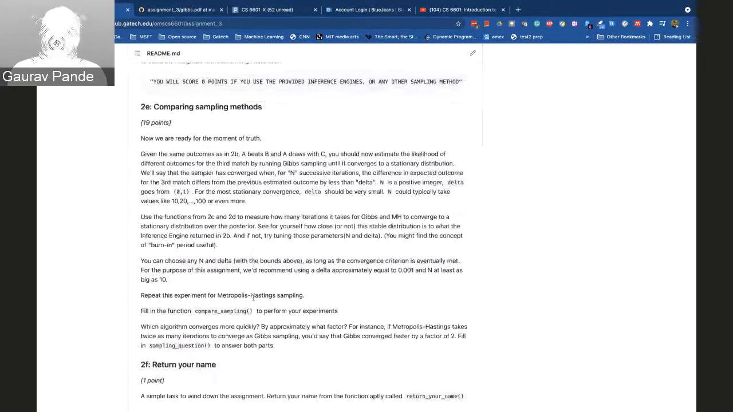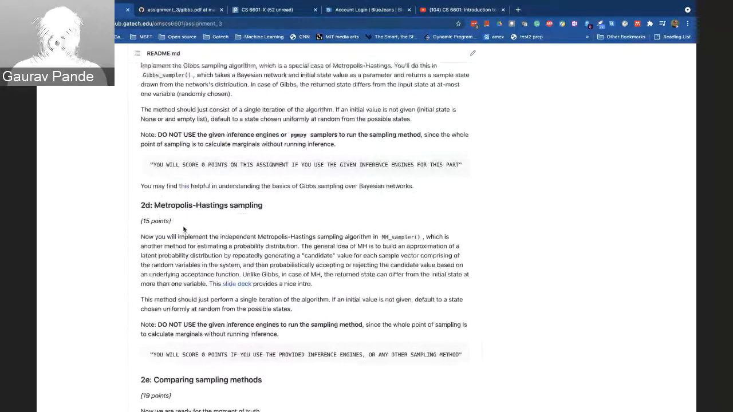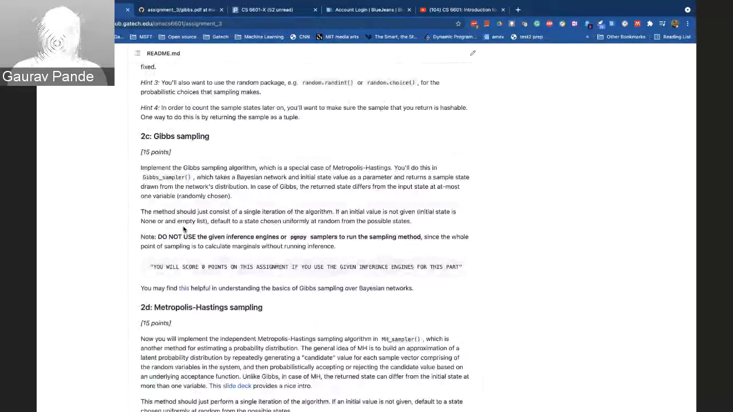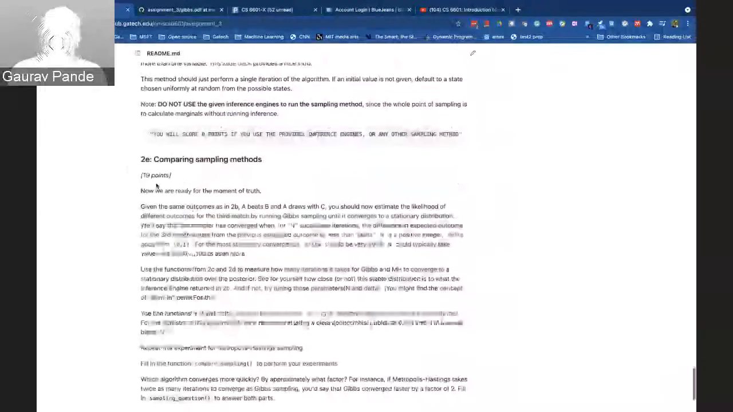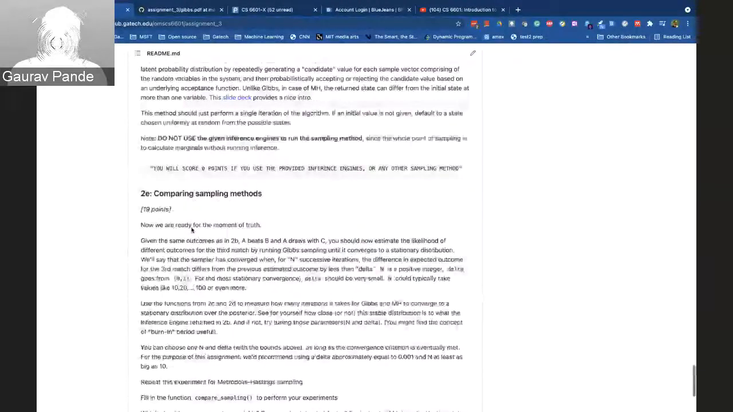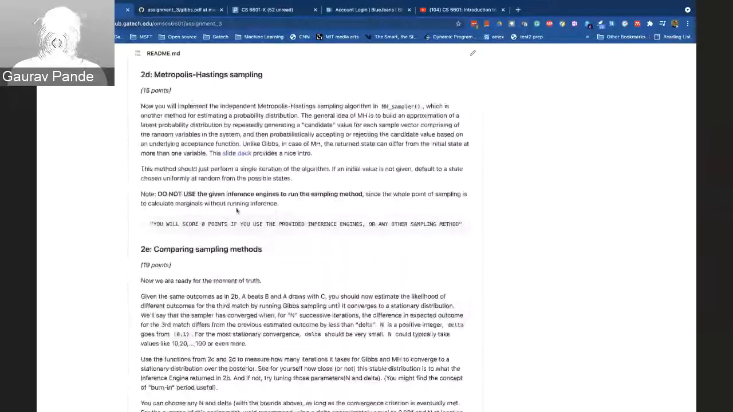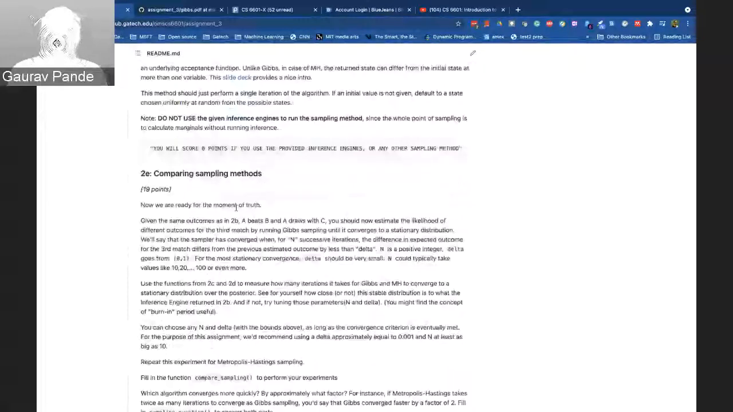And part 2E is comparing sampling methods. Now, in the first and second parts, you are not implementing the convergence. You are just implementing one iteration of the Gibbs sampling and one iteration of the image sampling. Here in this 2E part, you have to run both Gibbs sampling and Metropolis Hastings sampling until it converges, so you basically have to run it for a number of iterations.